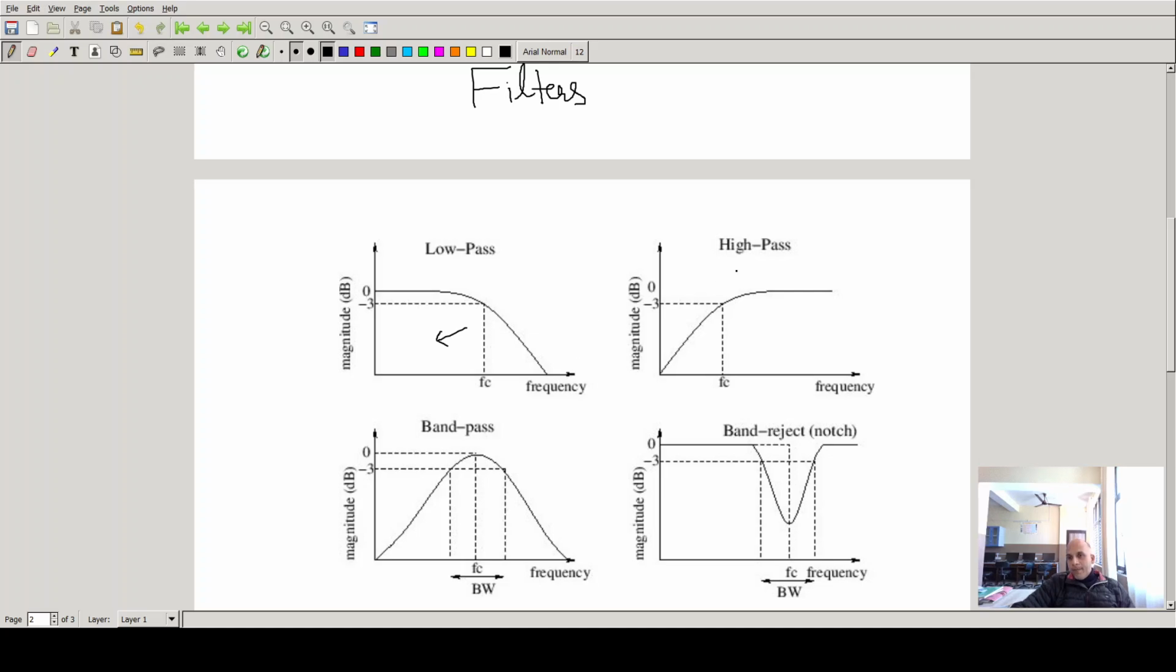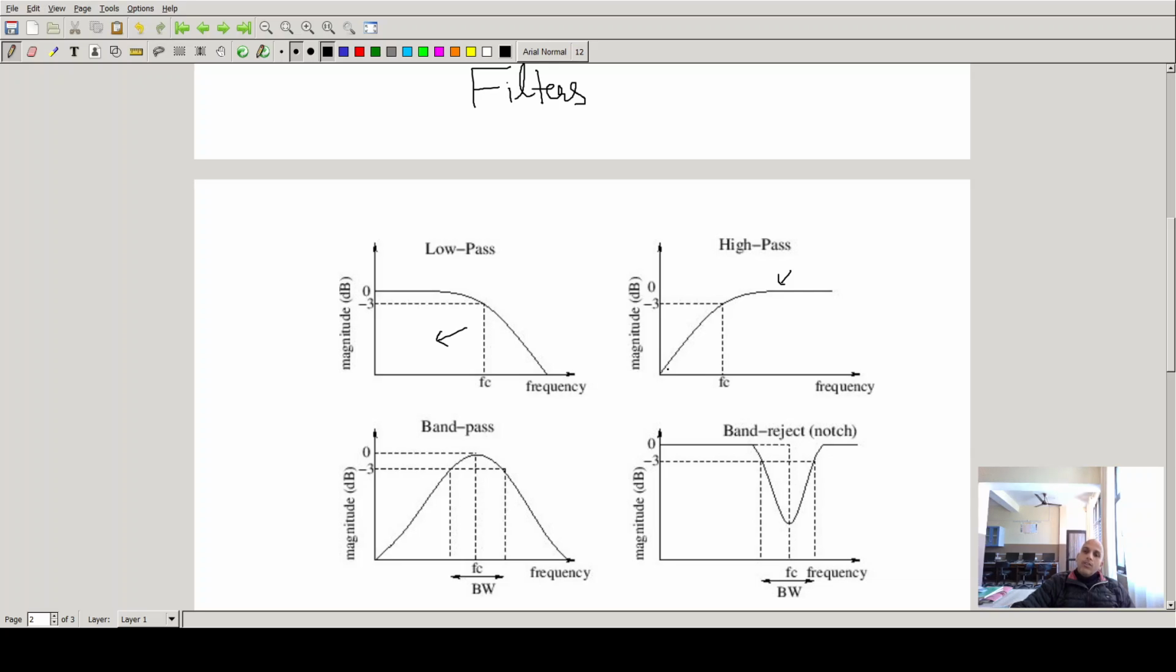Similarly, we can have a high pass filter. In high pass filter, now you can see here clearly that all those frequencies which are above FC pass, because if we look at the frequency response of this high pass filter, then it is clear that this gain is high and then it is stable in this region. But if we go below this frequency, means less than this frequency, then the gain again reduces and ultimately it becomes zero.